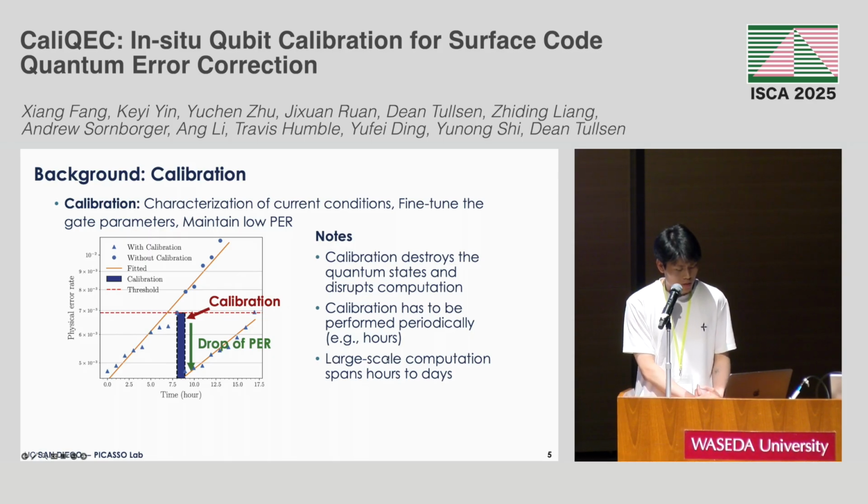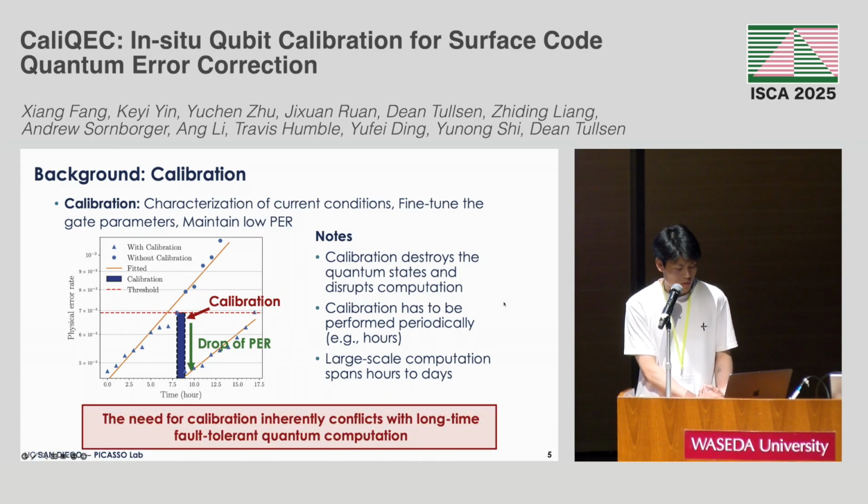And the third thing is that a lot of resource estimation papers pointed out that future large-scale quantum applications typically span from hours to days. So this cannot possibly be done if we have to stop the whole system for calibration every couple of hours. So here the challenge is that the need for calibration inherently conflicts with long-running fault-tolerant quantum computing.